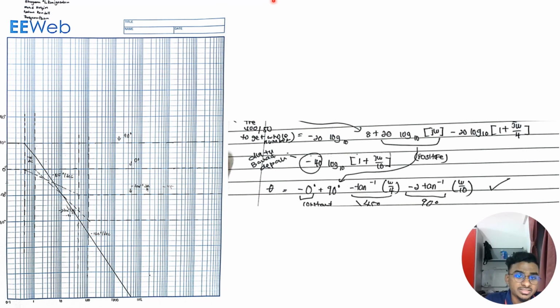And lastly, we can say that this is the line for the negative 90 degree, and this is the line for the 0 degree, and this is the line for the negative tangent shift omega over 4.